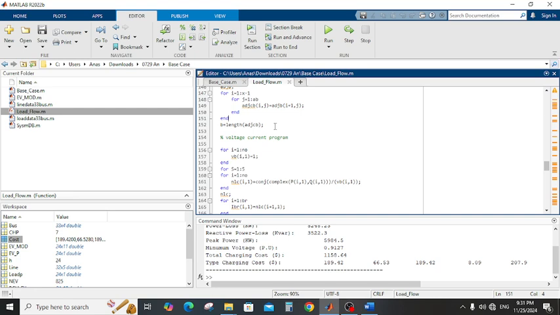This is to arrange and prepare the buses and network for the voltage and current program. After that preparation, we start to calculate the load flow. The first thing is to assume that all the buses have a voltage of 1 per unit.